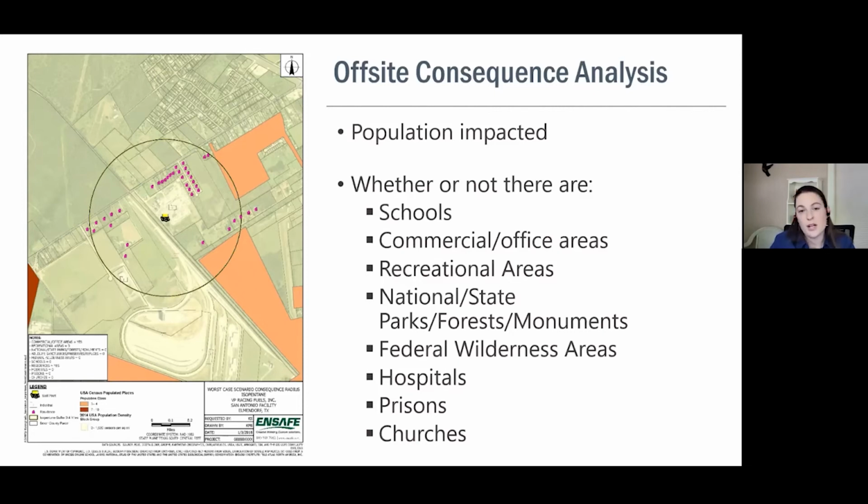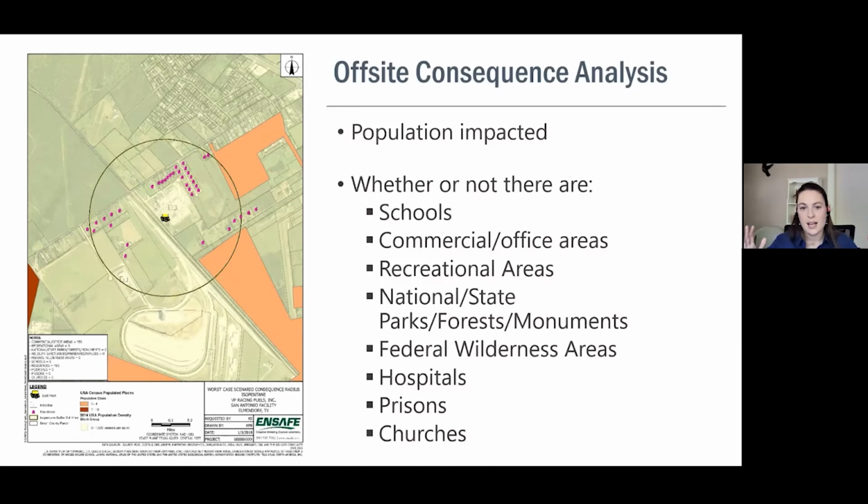Is it a liquid under pressure? Is it a liquid at ambient temperature? Is it a gas at ambient temperature? So you put in the physical state and information about the surrounding area. Is it urban? Is it rural? And then you click run, and it will give you the distance to toxic endpoint.